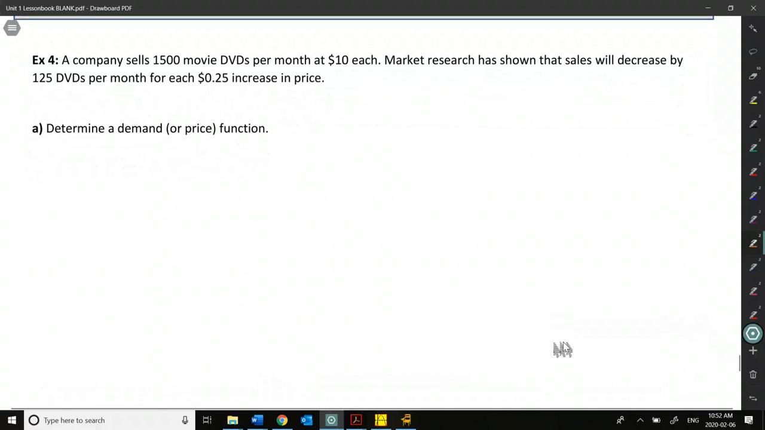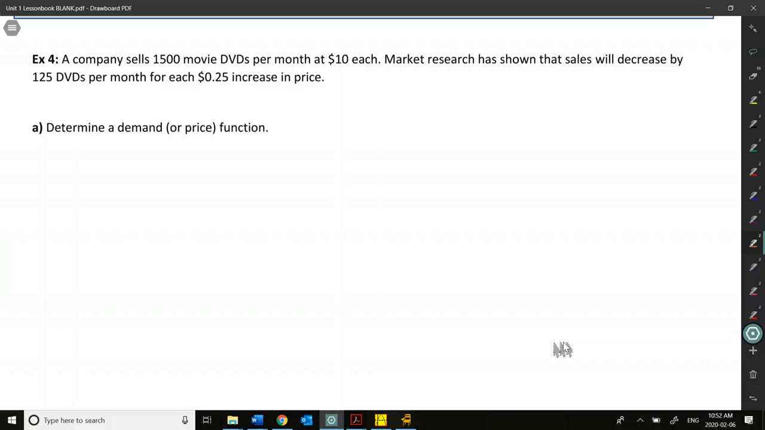Okay, so a company sells 1,500 DVDs, so movies, per month at $10 each. Market research has shown that the sales will decrease by 125 DVDs per month for each 25-cent increase in price. Determine a demand or price function. So if you see a demand function, we're talking about price. There's a couple things that we need to do in order to do this, especially when we're given information like this. We need to do a couple of let statements.